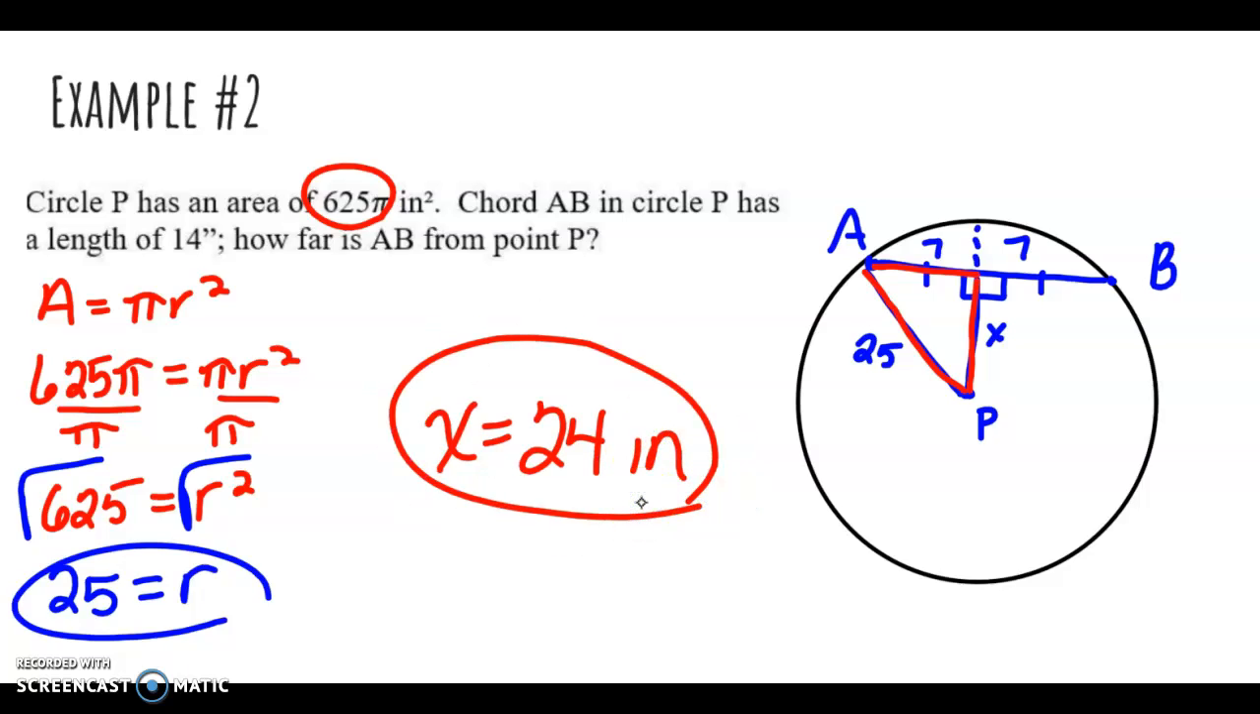But that being said, you could say x squared plus 7 squared equals 25 squared and do the Pythagorean theorem. If you forgot your triples, no worries. All right, so there's example number 2.